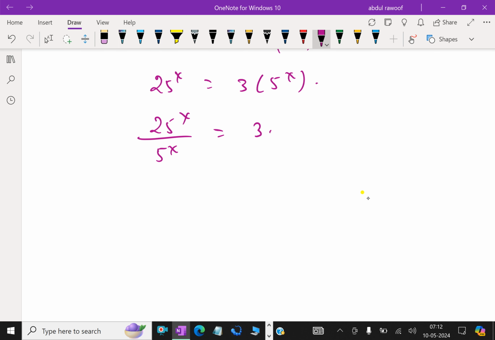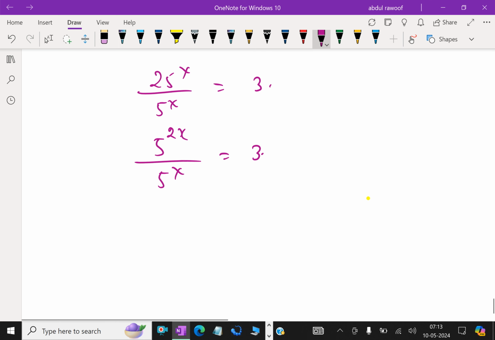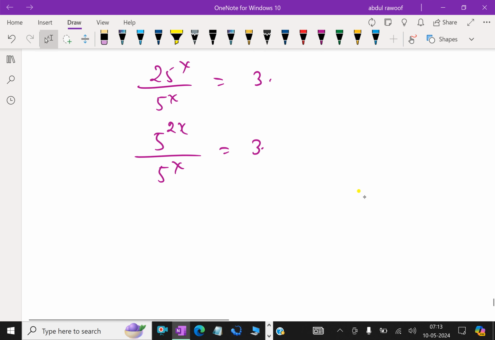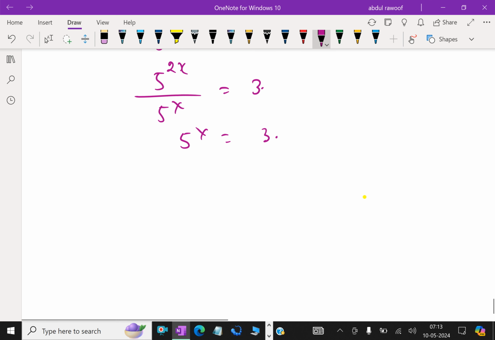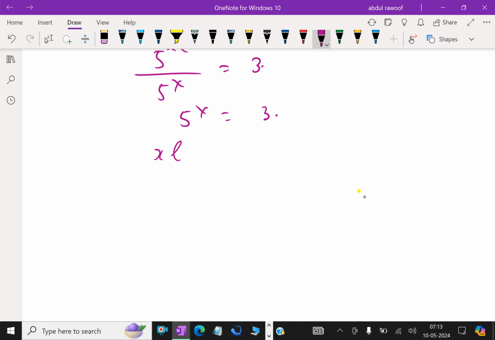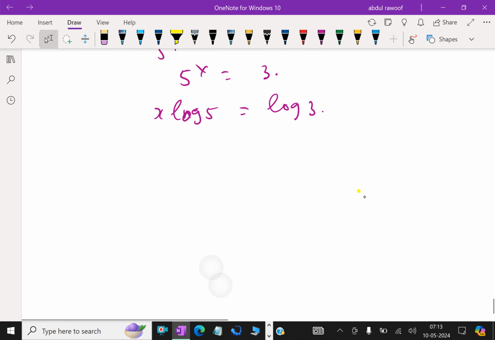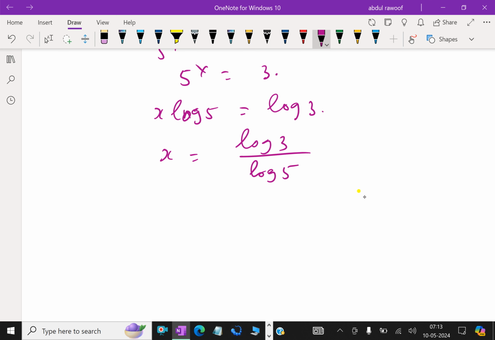25 is 5 power 2, that is into x. 5 power 2x over 5 power x equals 3. So 5 power 2x over 5 power x is 5 power x equals 3. Therefore, x log 5 equals log 3. Therefore, x equals log 3 over log 5.